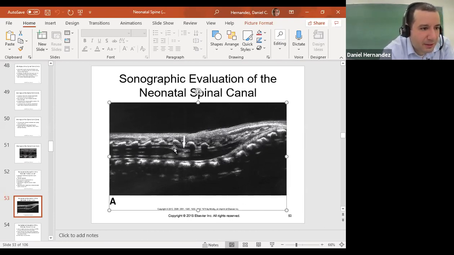So again, you're looking at where that anechoic tip lies. So don't focus on this echogenic tip. You're looking just at that anechoic tip, where that anechoic tip comes to, which vertebral level. Because below this is going to be that filum terminale coming off.